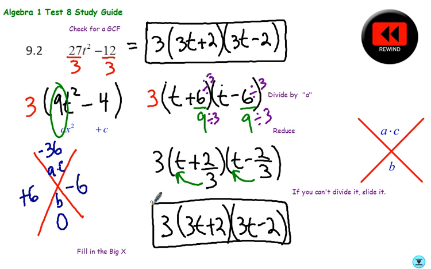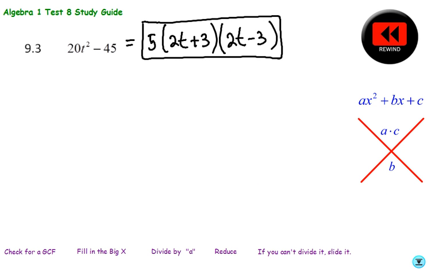All right, so try, pause now. Try number 9-3 on the right side. Okay, so let's see what you got for 9-3. Should have got 5 times 2t plus 3 times 2t minus 3. All right, well, hey, we're almost there.